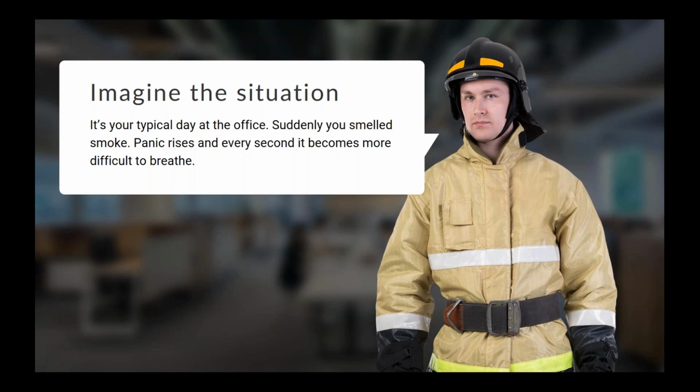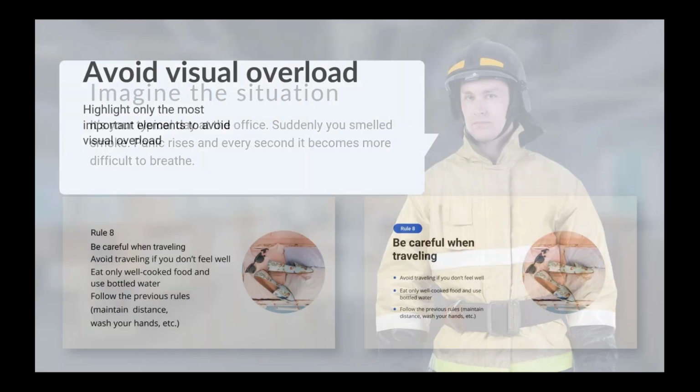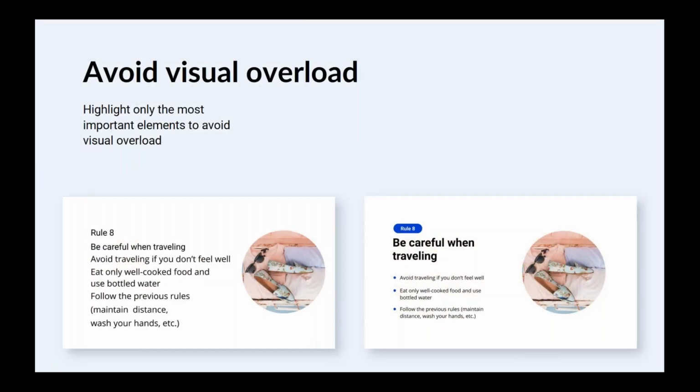All right, so that was the proximity of objects. And let's move on to the next rule. And the next rule is to avoid visual overload. Let's go straight to our example.